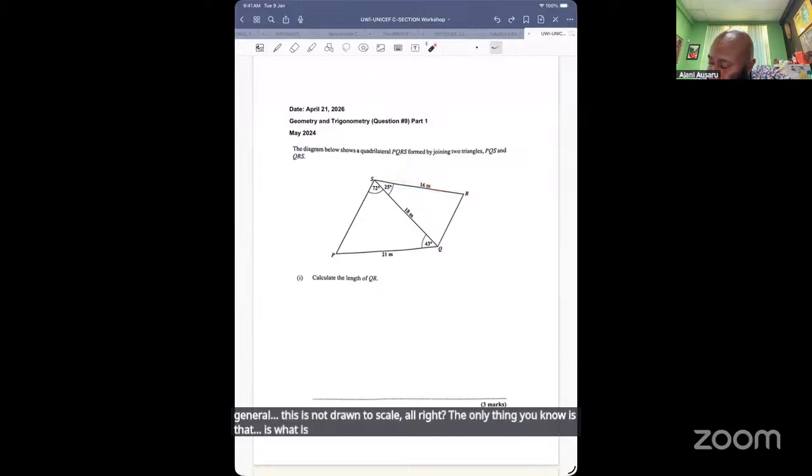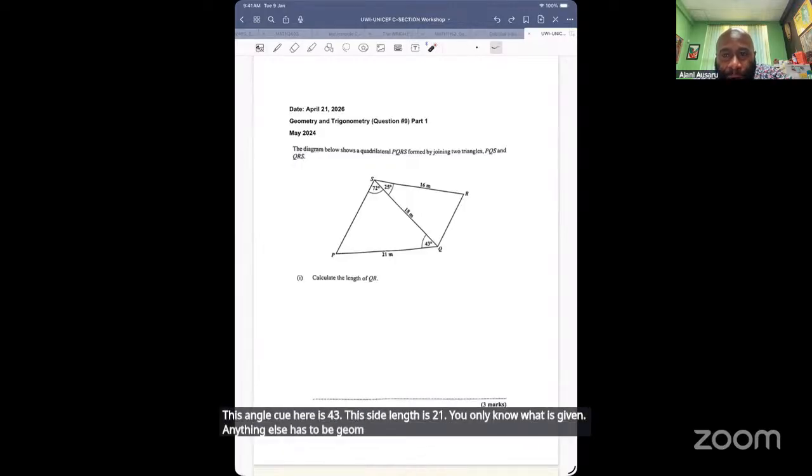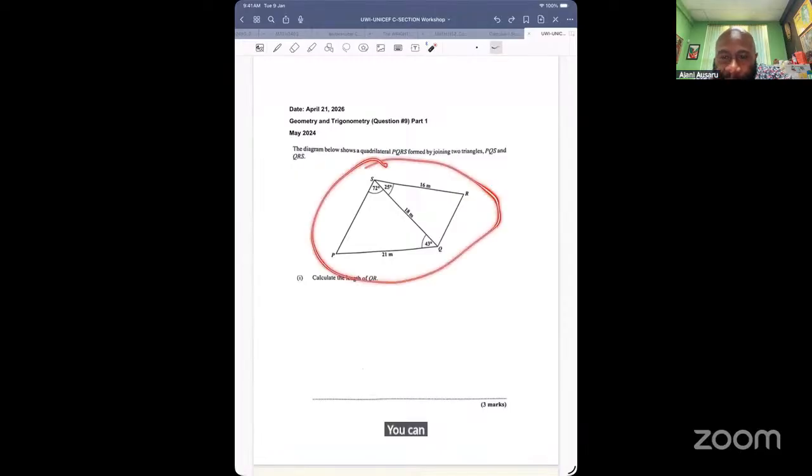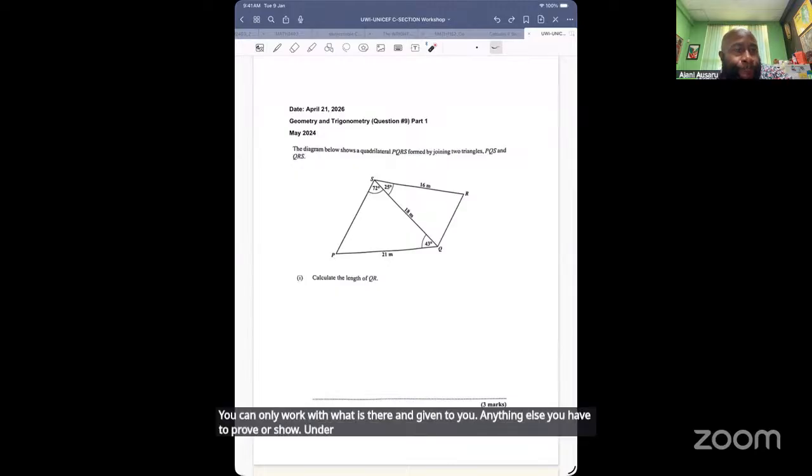This is 16. This is 18. This is 72 degrees. This angle S here is 25. This angle Q here is 43. This side length is 21. You only know what is given. Anything else has to be geometrically proven. All right. So don't make any assumptions. Don't say, this looks like 90. You can't assume that, all right? So don't make that mistake. You can only work with what is there and given to you. Anything else you have to prove or show. Understood?